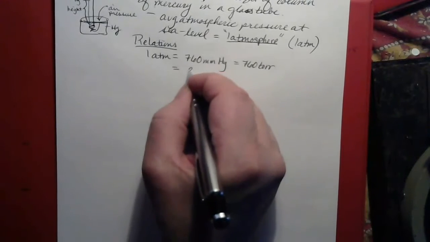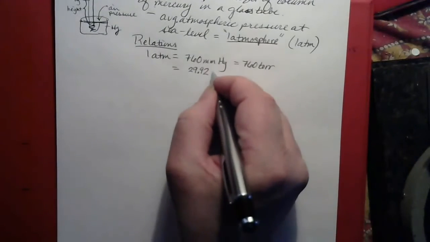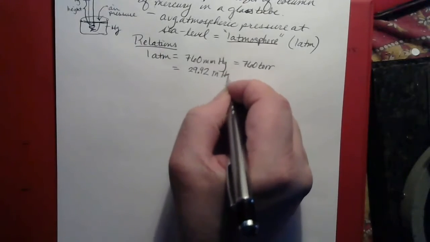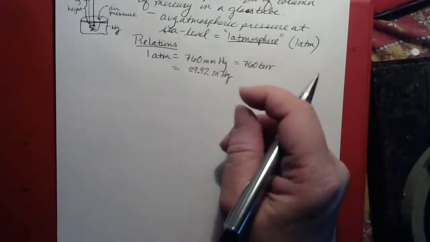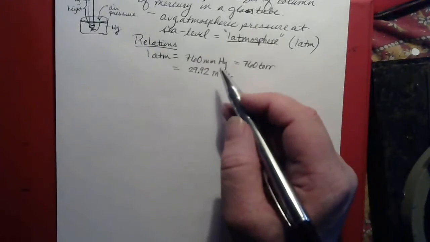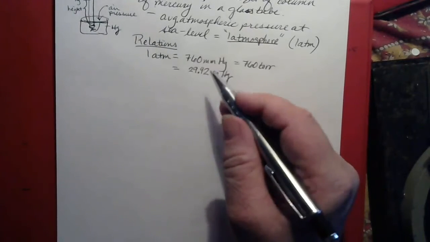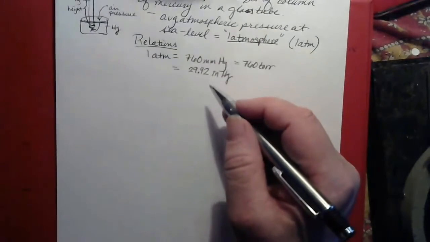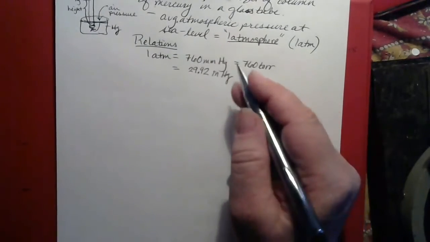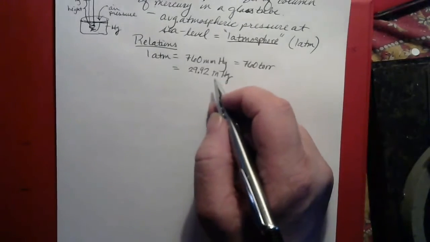If you were to measure the height of the column in inches instead, you would get 29.92 as the height of the column at average atmospheric pressure at sea level. And it just turns out that in metric conversions for height, 760 millimeters happens to be equivalent to 29.92 inches. So it's not anything exotic. You're just measuring the height of the column of mercury.